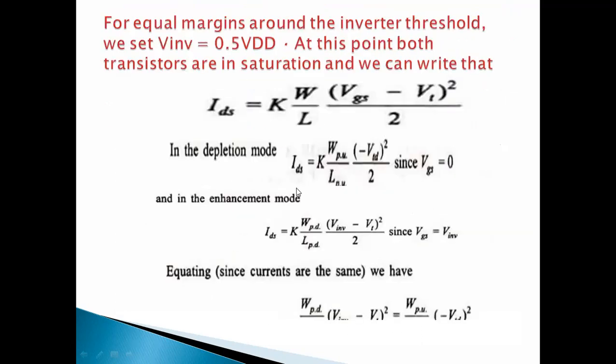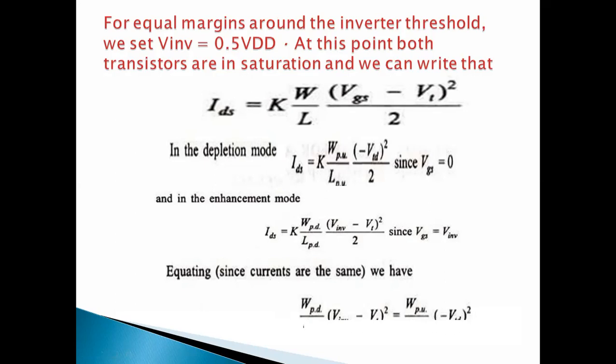Next, for equal margins around the inverter threshold, we set V inverse, that is the input, equal to 0.5 VDD. At this point, both the transistors are in the saturation region. That is, both the enhancement mode and depletion mode devices are in the saturation region.